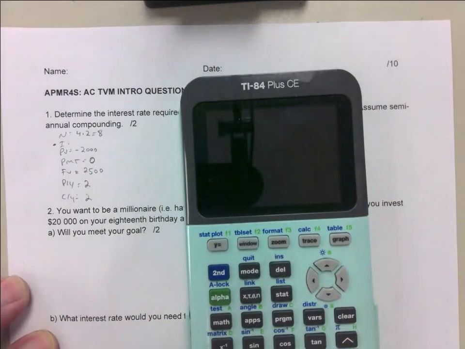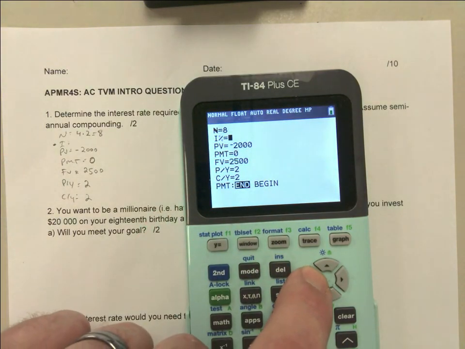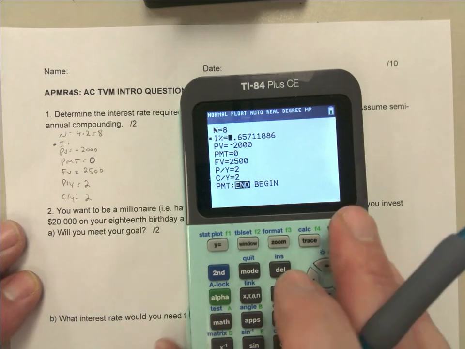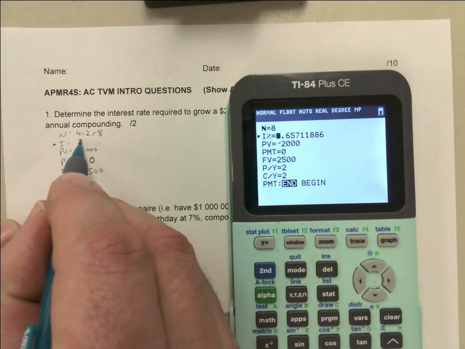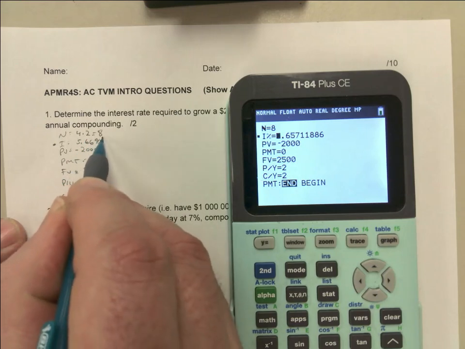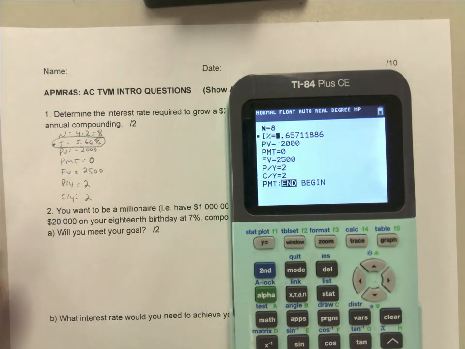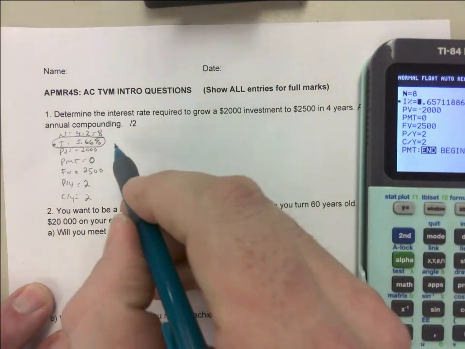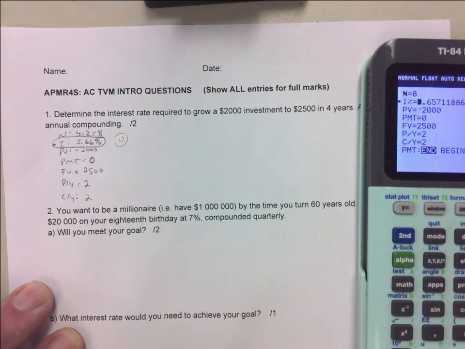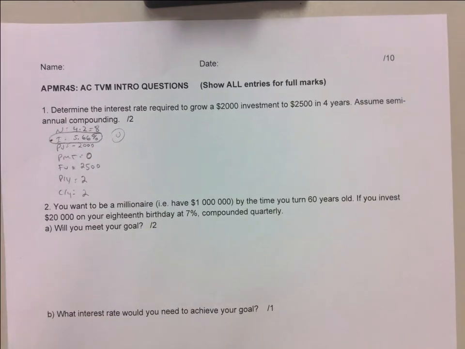If you solve for interest, I already entered the values. Alpha enter 5.66. There you need to have a percent symbol next to it to get full marks. Today we're not going to worry about that, but I would say you put a U next to it if you made a unit mistake, if it's not there. Okay, so this is how I'm going to mark.